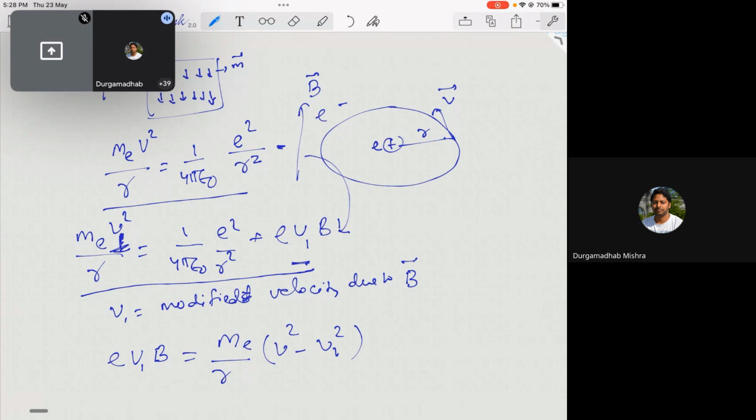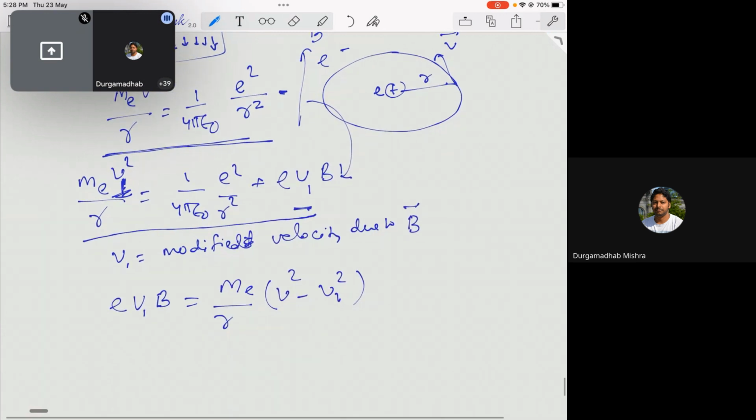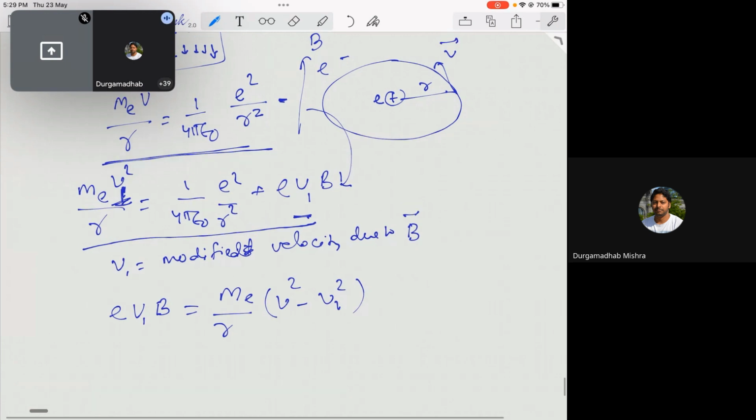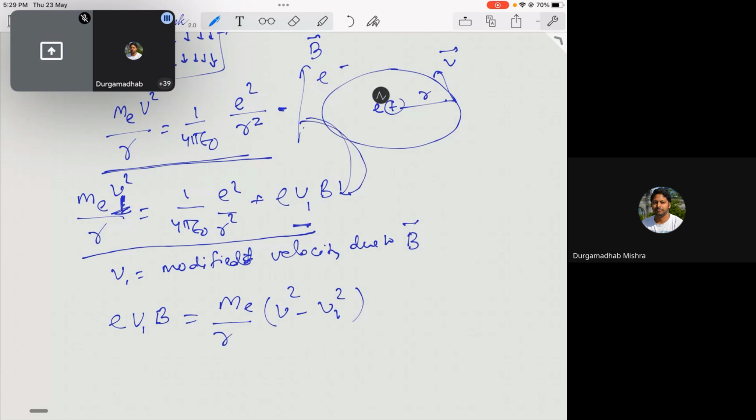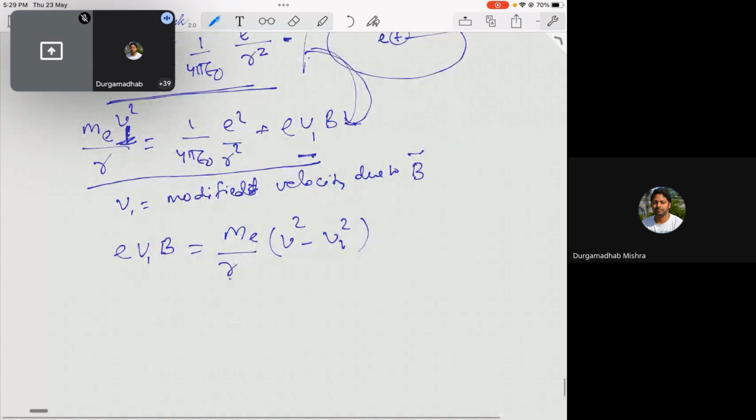Initially, without a magnetic field, we have this kind of equation. Now due to the magnetic field B, the velocity is modified, although the orbit is not changed. The orbit is still circular, we are keeping it like that. So there is a change in velocity, m_e V1 square by R, and this equation comes from that. Now in place of 1 by 4 pi epsilon naught, I substitute this equation here, so I will get this kind of relation.